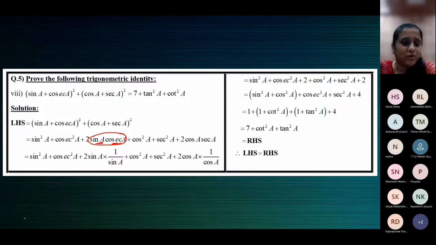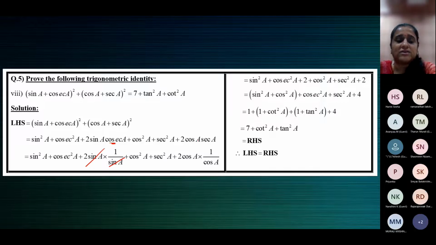We know that, but you will have to present that. So sin A as it is and cosecant A is 1 by sin A, so they get cancelled like this. Cos² A, secant² A as it is. Here cos A, secant A is 1 by cos A, so it gets cancelled. Or you can write secant A as it is and write cos A as 1 by secant A, so secant A will get cancelled.